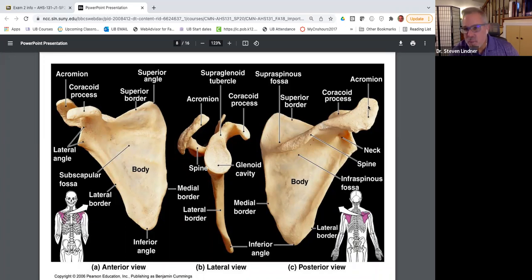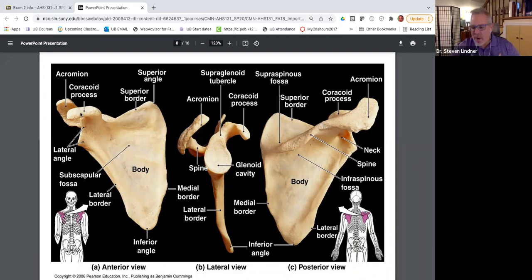Okay. Now that's one of the processes, and we could see it here on the left-hand side. Here's the acromion or acromion process. It's the highest part. And just next to it is the coracoid process. Now the coracoid process is an important landmark because we're going to have muscles that attach there. There's going to be quite a few muscles that attach there.